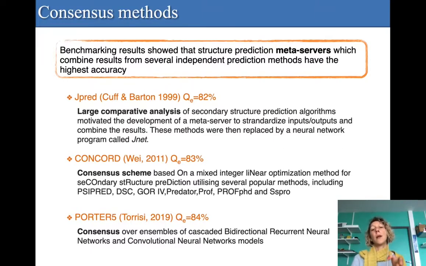So you see that, for example, here this deep learning architecture arrives at 84, which is not a dramatic improvement compared to what we had before.